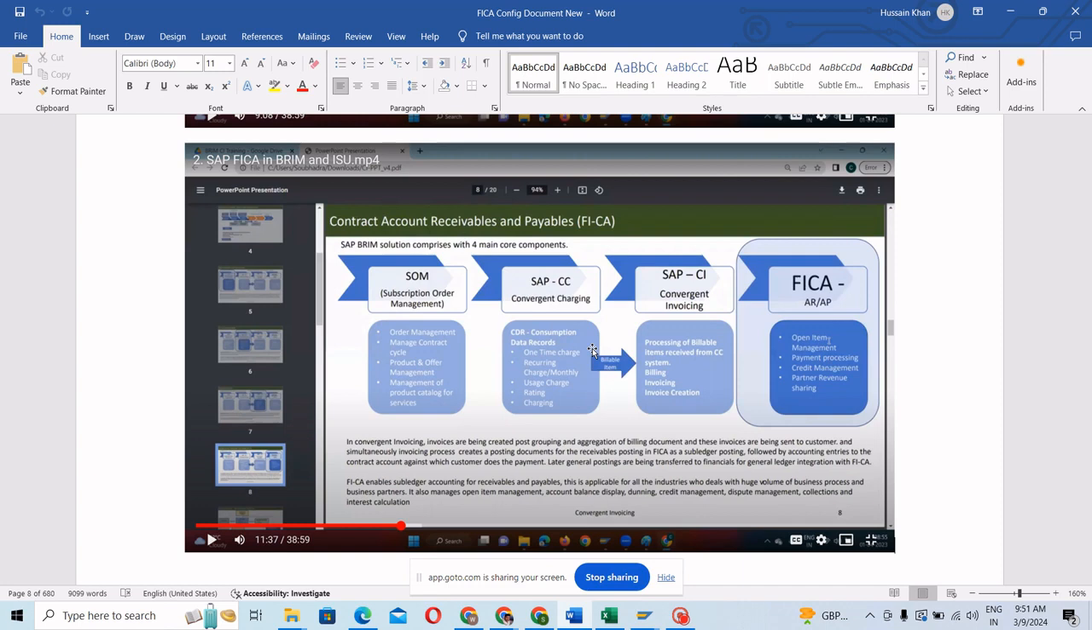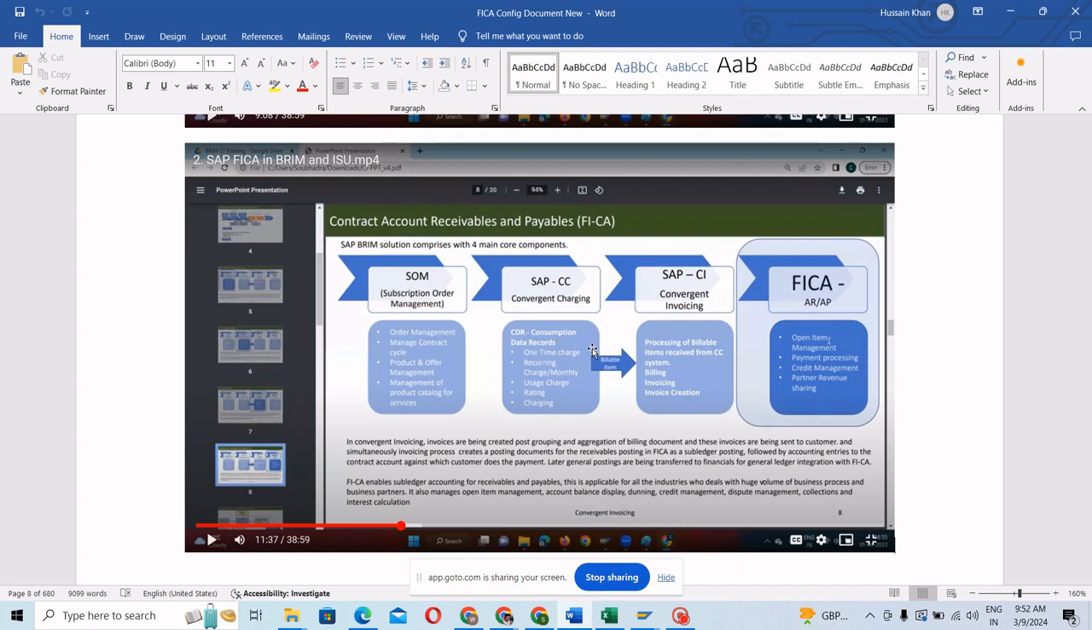In CI, the convergent invoicing, it has processing of billable items received from CC. So whatever billable items have been received from the convergent charging, the CC, get processed in the convergent invoicing. Then it is the billing, invoicing, and the invoice creation. Once these activities are performed, the next part which comes is the FICA. Now in FICA, it also has the receivable part.